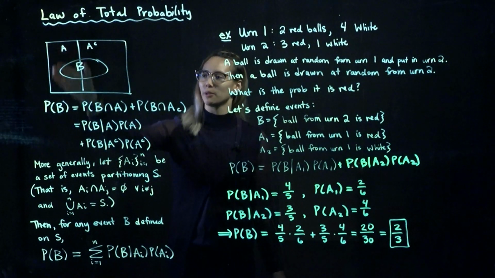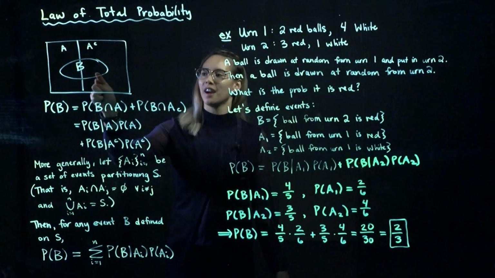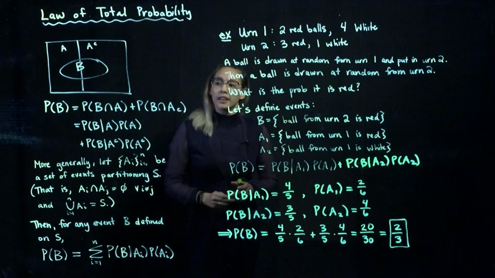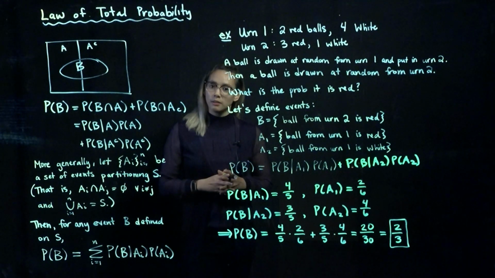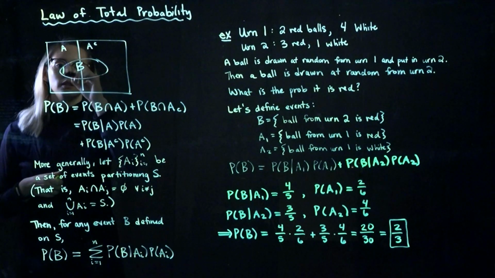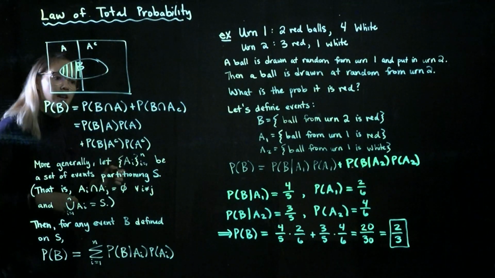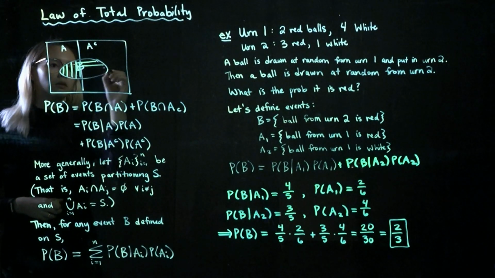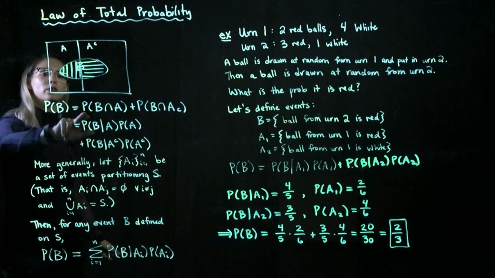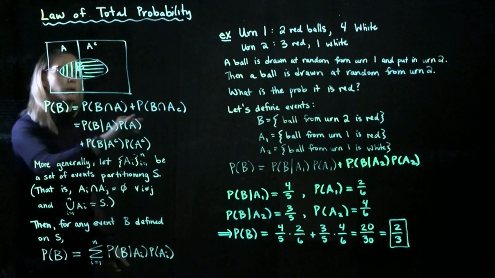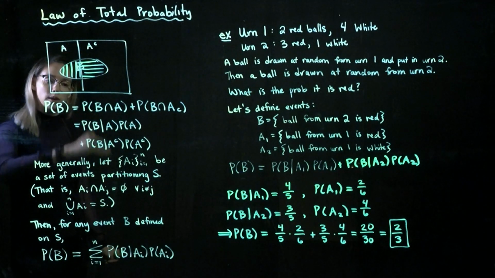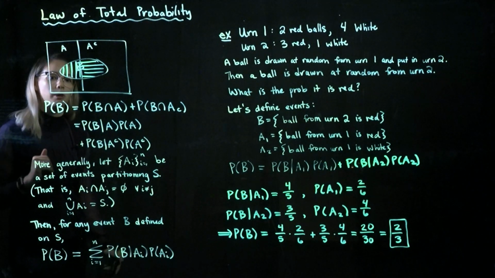This part of our sample space is A, over here is A complement, and this oval is B, and then anything outside of the oval is B complement. Okay, so if we want to know what's the probability of B, well, we can look at the part of B that intersects with A, and then the part of B that intersects with A complement. So the probability of B is equal to the probability of B intersect A plus the probability of B intersect A complement. So we kind of understood this before, but now we can take it one step further and talk about it in terms of conditional probability.